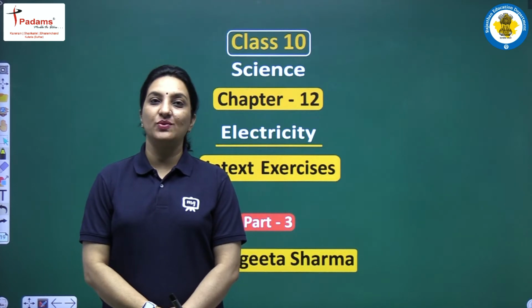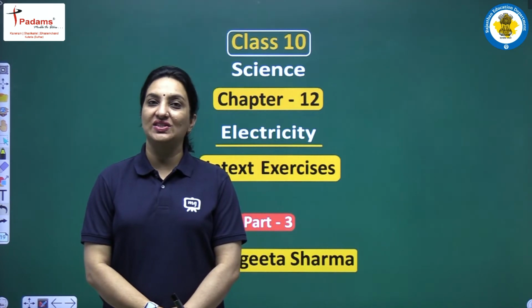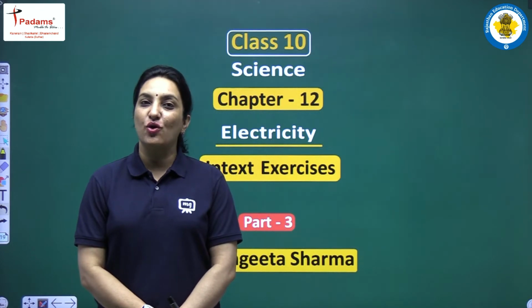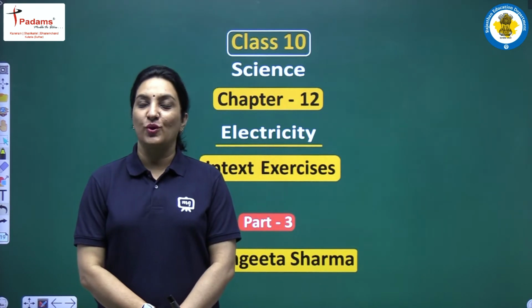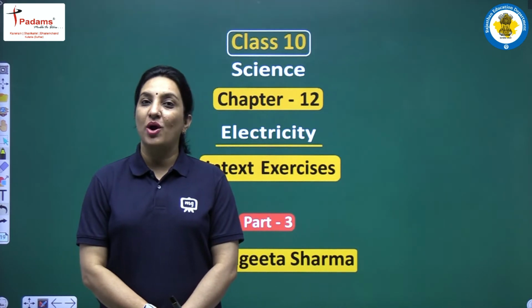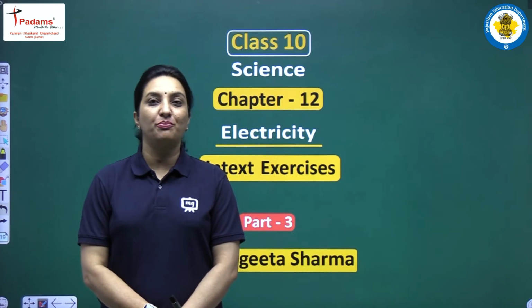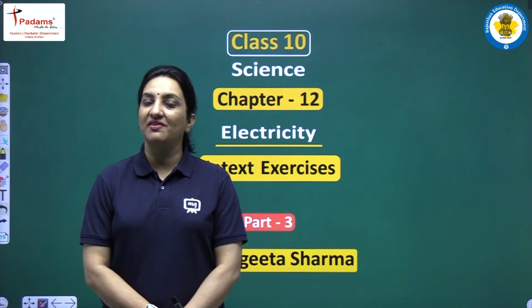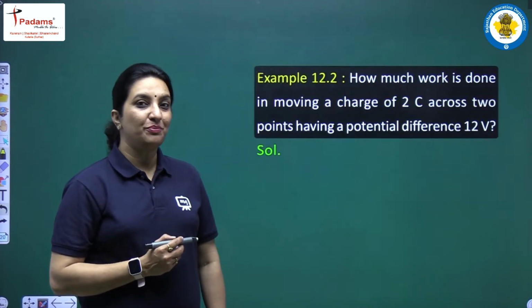Today we will be continuing with chapter 12 of your science book, that is electricity. And in today's video, that is part 3 in text exercises, we will be solving the exercises given at the end of the topic of electric potential and Ohm's law. So students, we have studied about the electric potential and Ohm's law, and today we will solve the problems given at the end of these topics. So students, let's begin with the in-text exercises. Let's solve the problems.